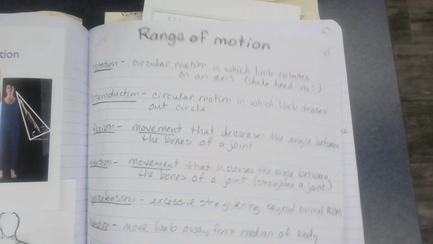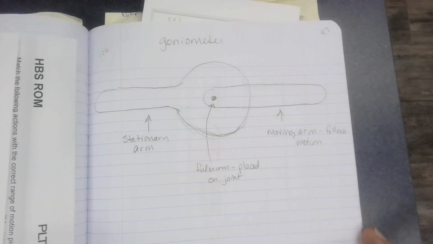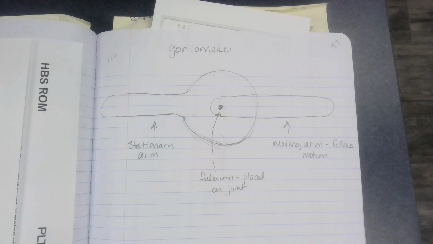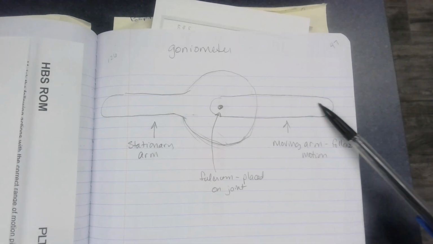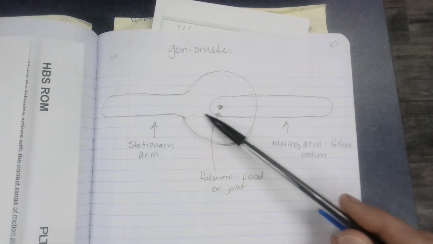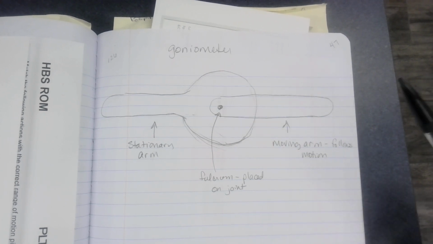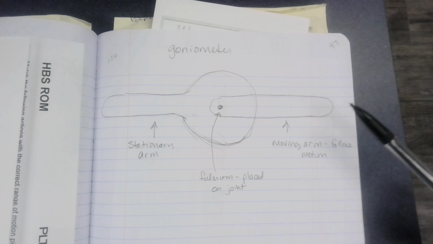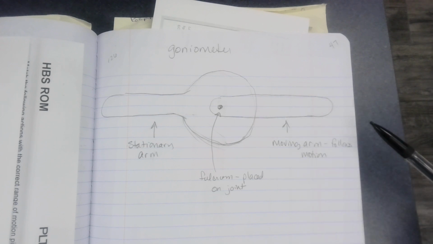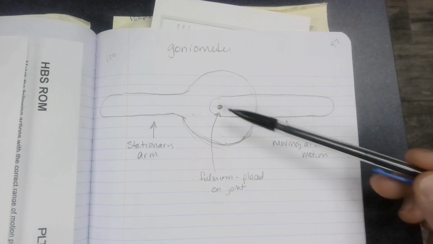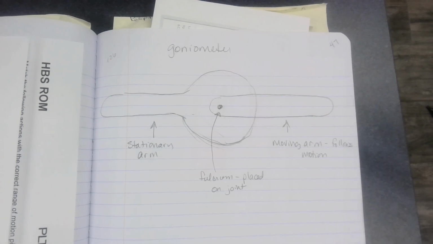So the tool that we use for range of motion is called the goniometer. The goniometer has 2 arms. It has a stationary arm and a moving arm. The fulcrum is the little rivet that holds the 2 arms together. So whenever you use the goniometer, you put that fulcrum on the joint.